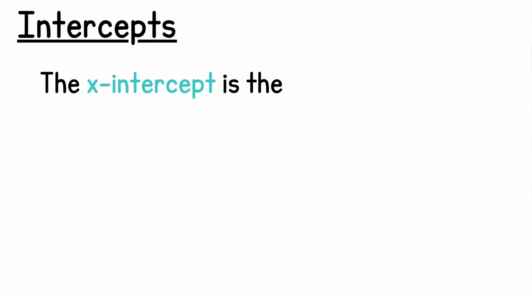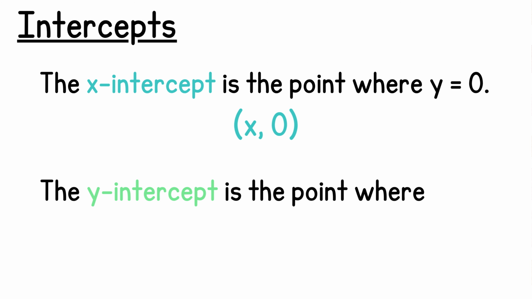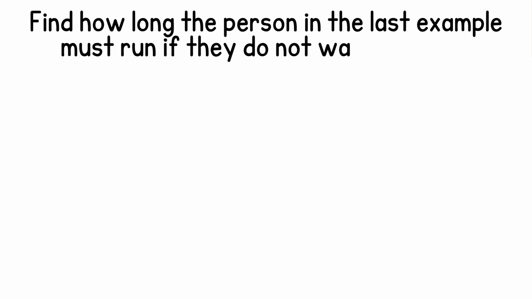The x-intercept is the point where y equals 0 in the function. So the coordinates of the x-intercept will be the value of x that we have, and y will always be 0. The y-intercept is the point where x equals 0. So the coordinates of the y-intercept will always have x as 0, and then y will be where it crosses the y-axis. So now that we know what intercepts are, let's find how long the person in the last example must run if they do not want to swim.